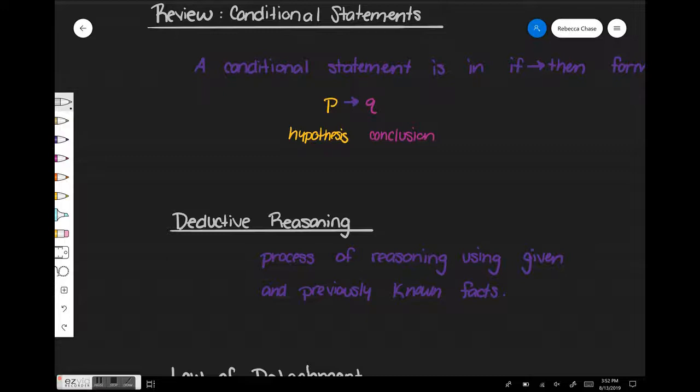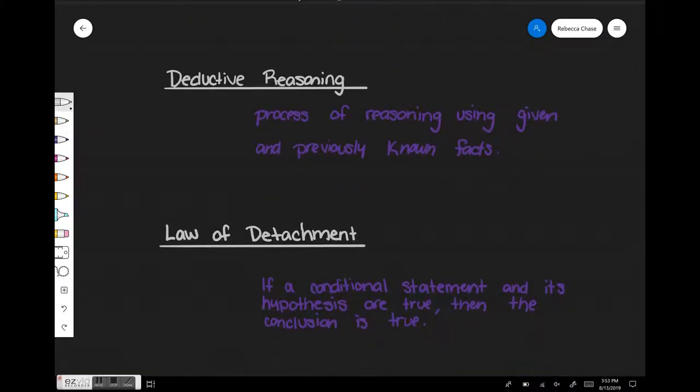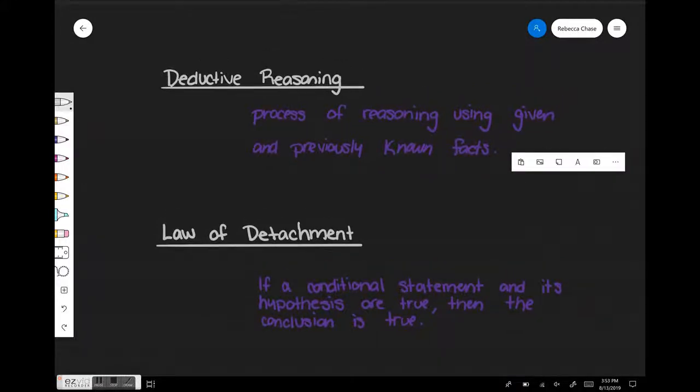Remember, a conditional statement is just the very beginning statement that is in if-then form. If this happens, then this is going to happen, where you have your hypothesis and you have your conclusion. We've already talked about inductive reasoning. Remember, inductive reasoning is where we make a prediction on what we think is going to happen based off a pattern, but we can't necessarily prove that's what's going to happen. It's like a hypothesis. It's an educated guess.